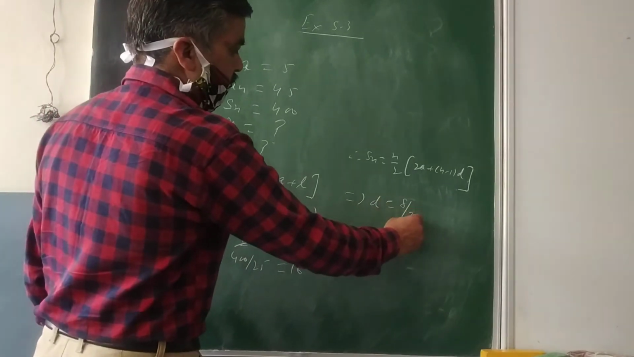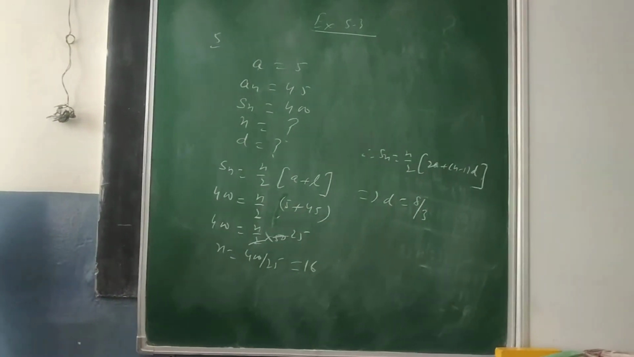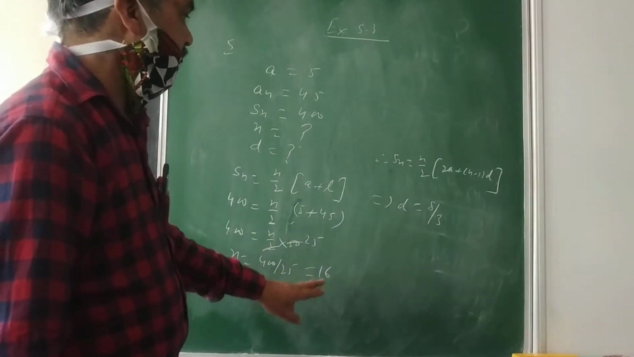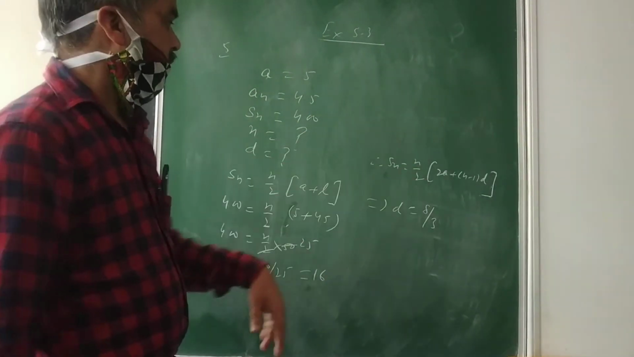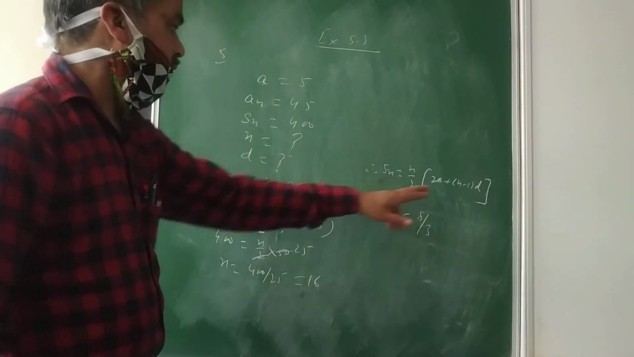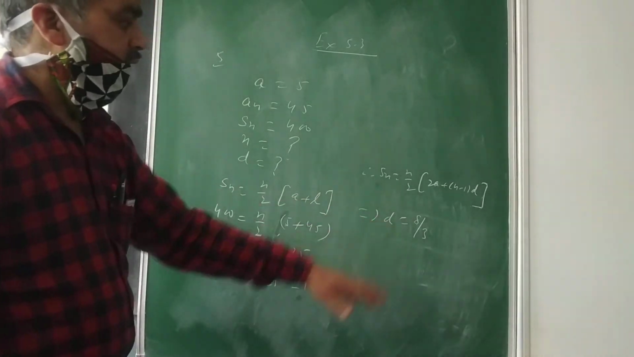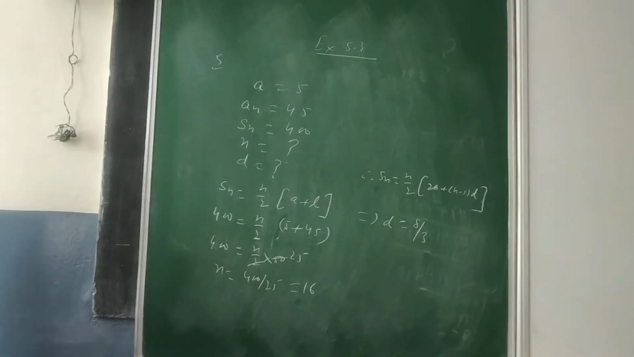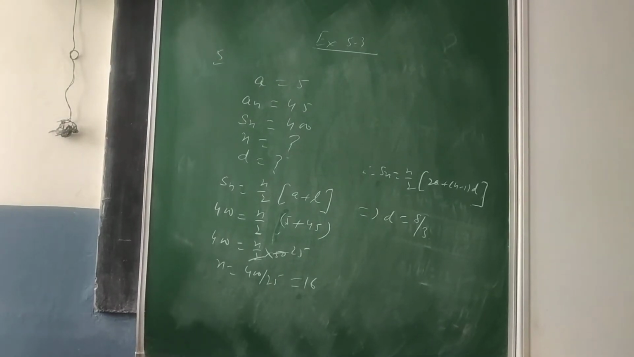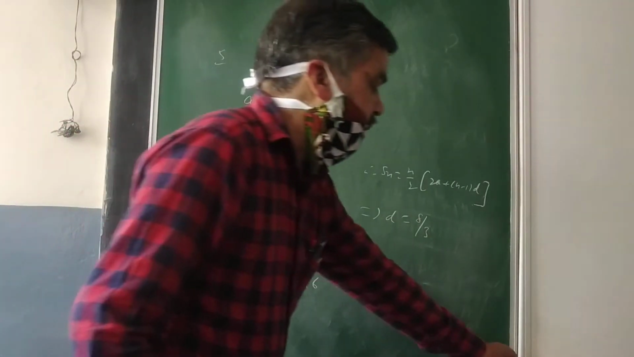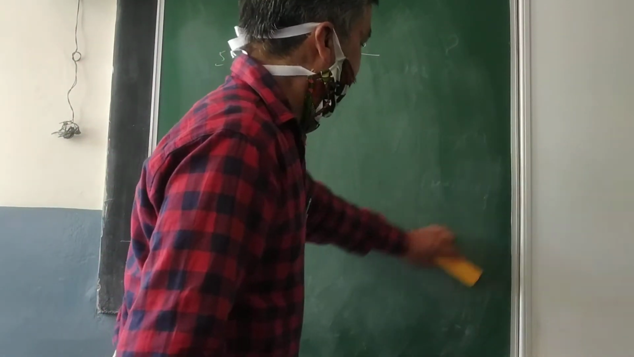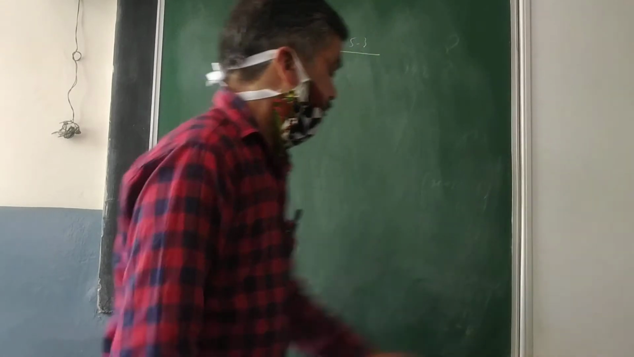So the correct answer for this will be 8 upon 3. Sn is given, substitute the value, n you have got 16, then a is 5 and d is to be calculated, and again you have to put here 16. A linear equation in one variable you can solve to calculate the value of d, that should be equal to 8 upon 3. So please check your calculation. Then number 6 is, question number 6.